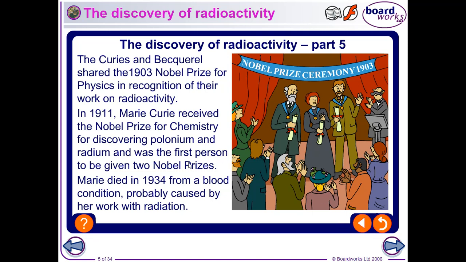And then later on in 1911, Marie Curie received the Nobel Prize for chemistry for discovering polonium and radium, and was the first person to ever receive 2 Nobel Prizes. And also, very strange in those days, a female scientist. She died in 1934 from some strange blood condition, probably cancer caused by her work with radiation.